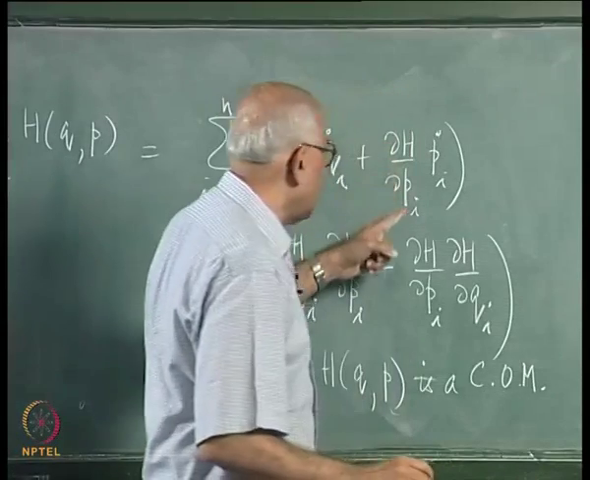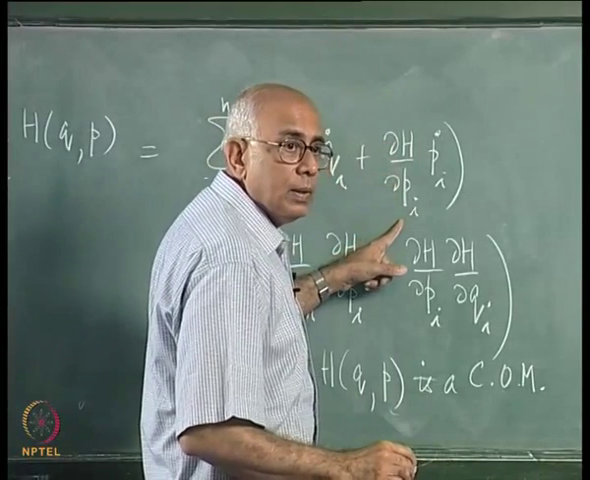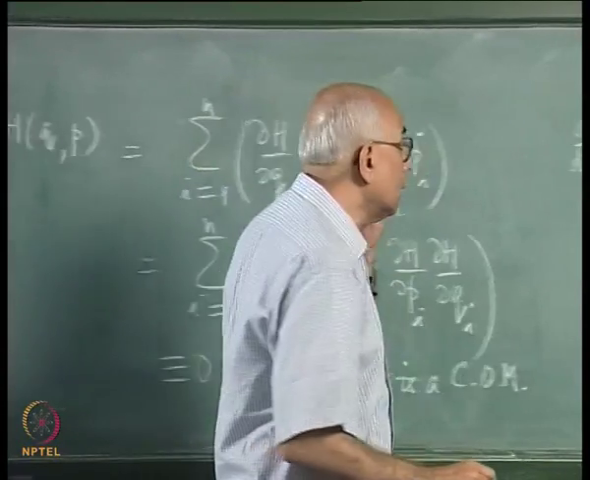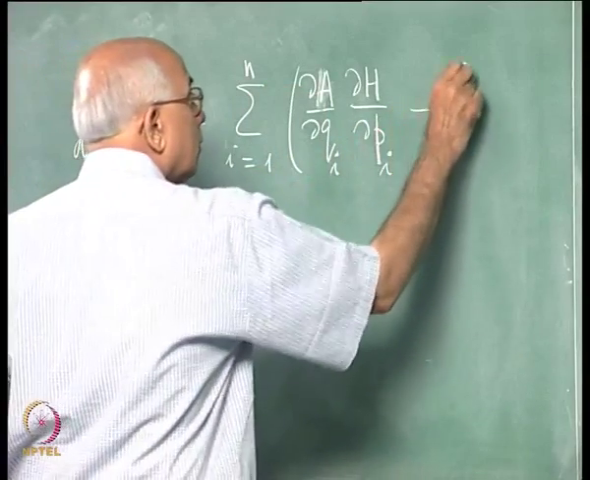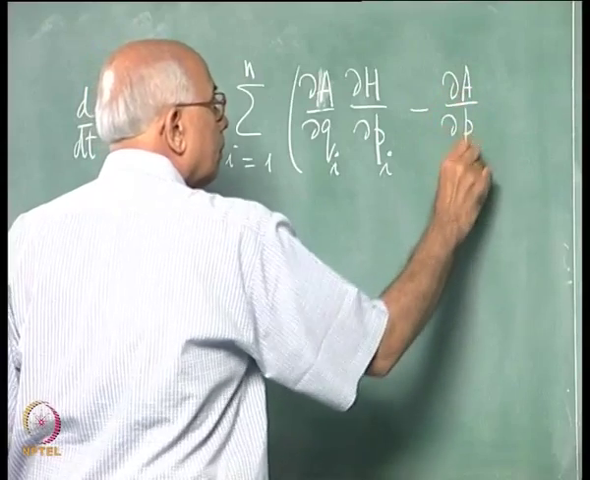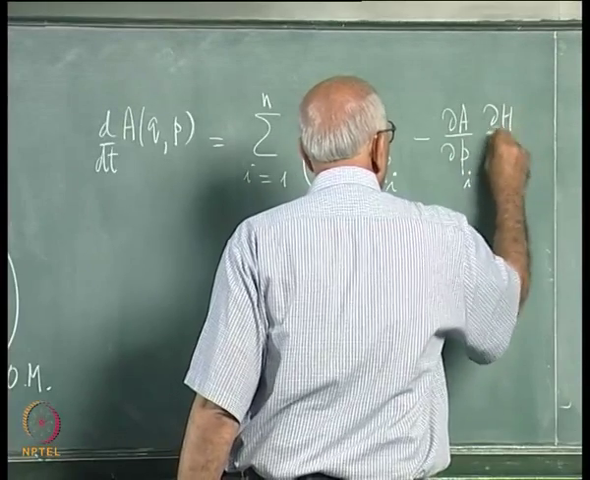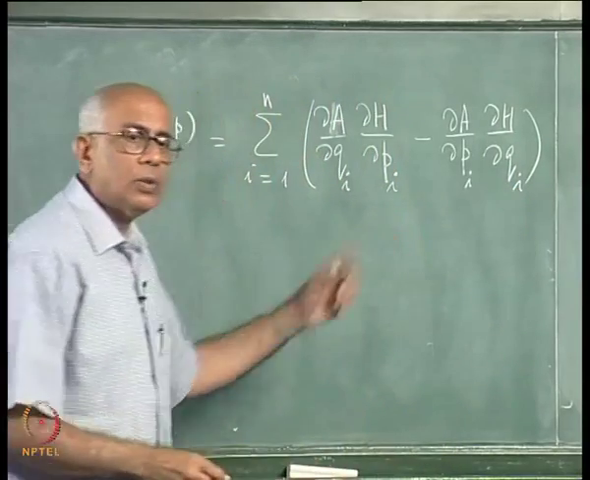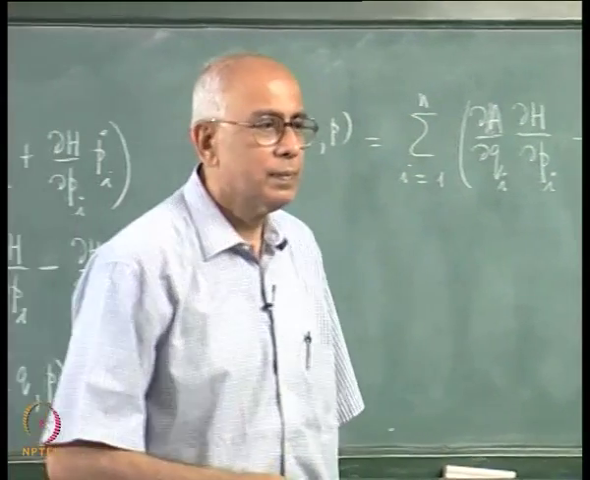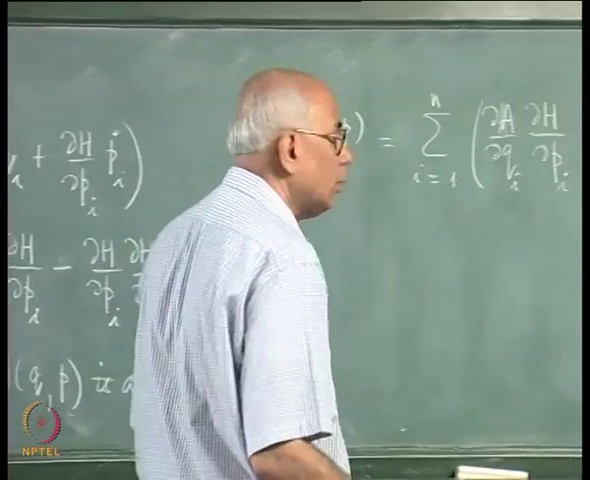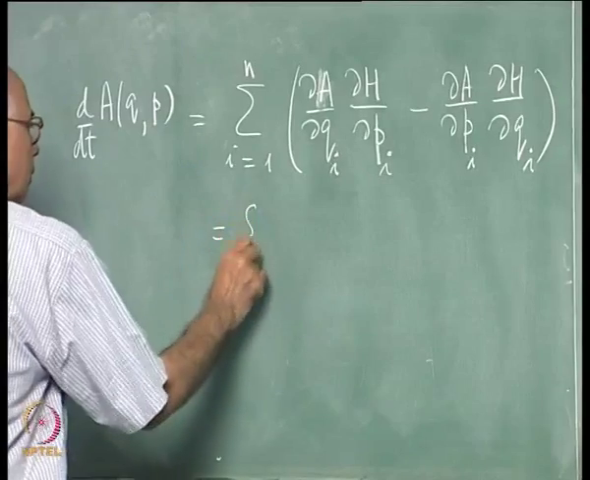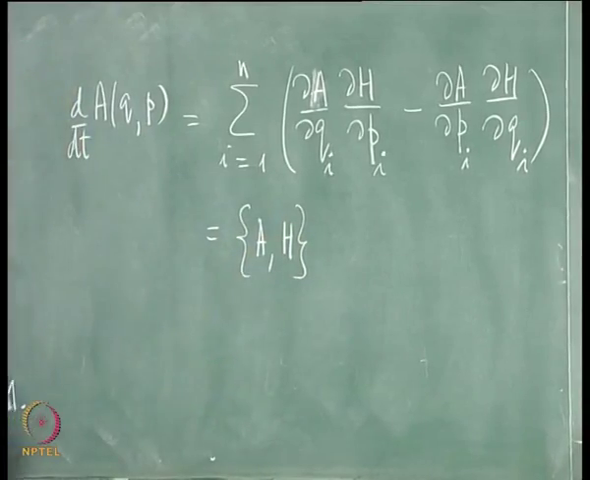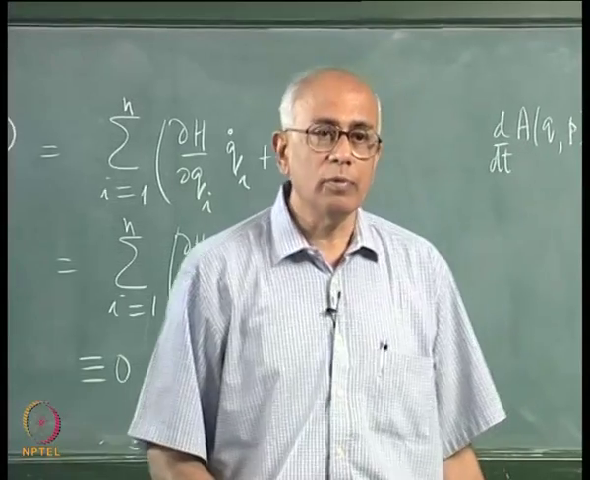Plus ∂A/∂p_i times p_i dot, which is minus ∂H/∂q_i. So they get minus... but what is this equal to? The Poisson bracket of A with H. Now that is a remarkable fact.